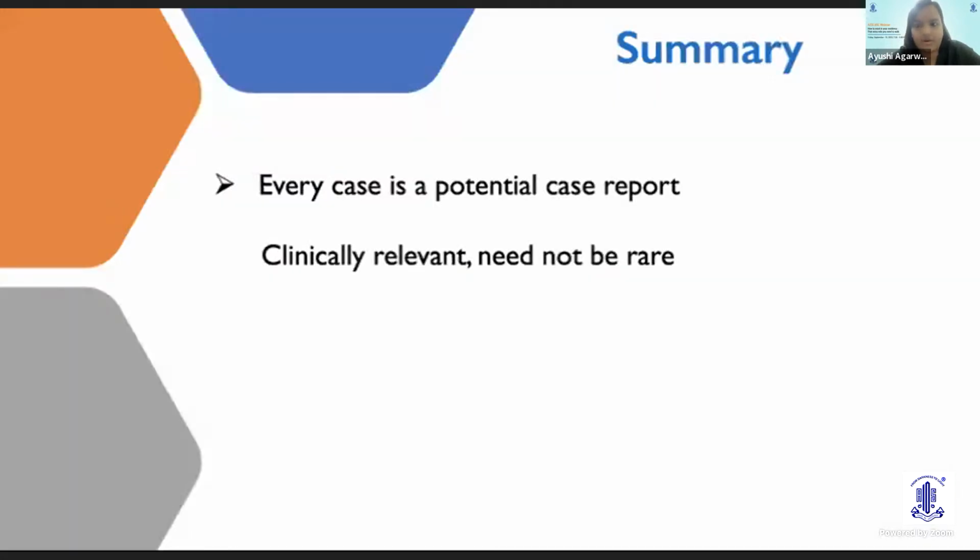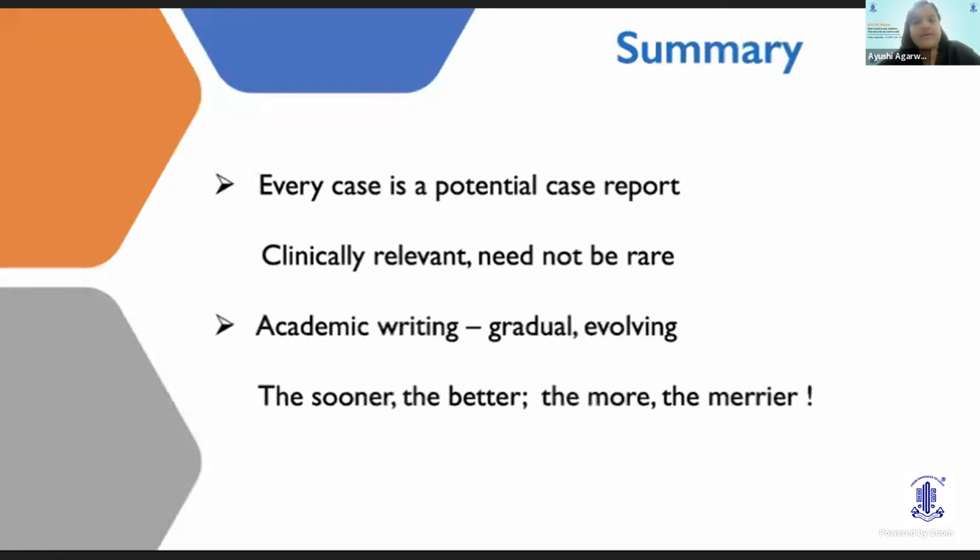So to summarize it all, I just want to highlight that every case that you see in clinic is a potential case report. If it has a strong message and is clinically relevant, it's okay even if it's not a rare occurrence. Secondly, nobody becomes an academic writer in a day. So start today, start now to get acquainted with the nitty-gritties of writing a scientific article, because the sooner the better, and the more the merrier.